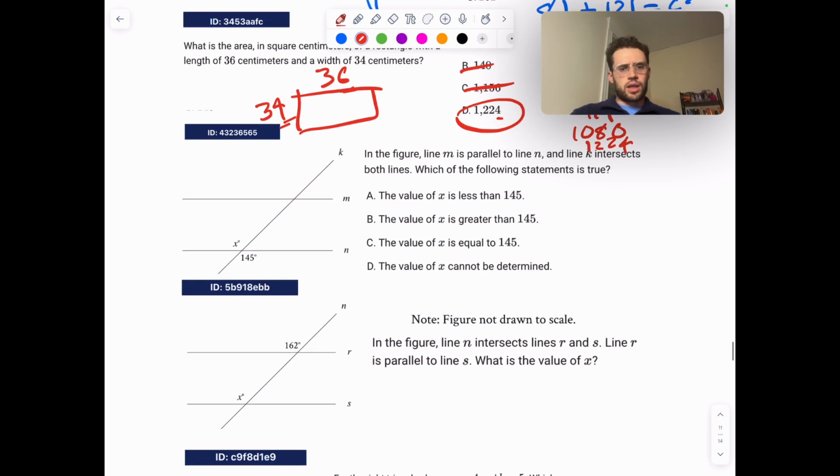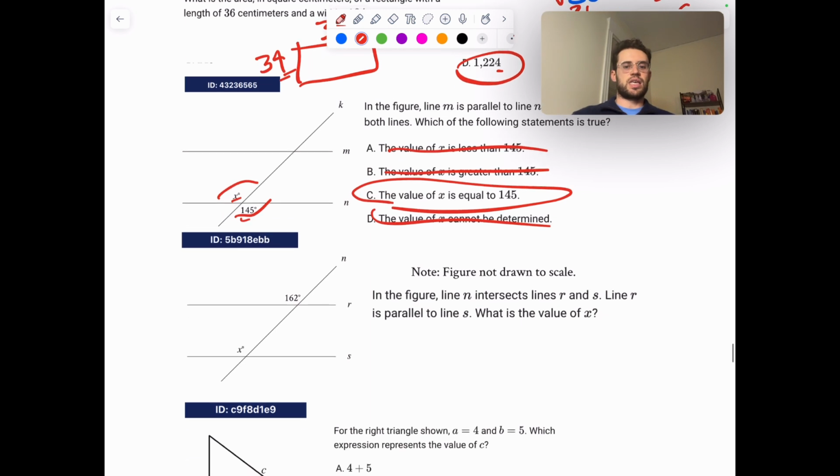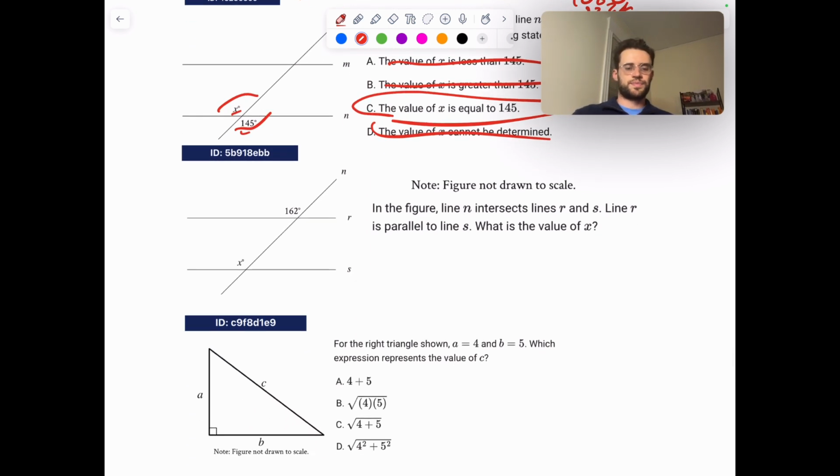All right, in the figure, line M is parallel to line N, and line K intersects both lines, so that's the transversal. Which of the following statements is true? Well, X and 145 are vertical angles. They're across from each other, made by the same two lines, so that means they're going to be congruent. So if we have anything that says X is equal to 145, that would be our option. The value of X is less than 145, no, they're the same. The value of X is greater than 145, no. The value of X is equal to 145, yep, they're both the number of degrees of two congruent angles. And the value of X cannot be determined, no, that's not true. So it would be C, the value of X is equal to 145, it's 145 degrees.